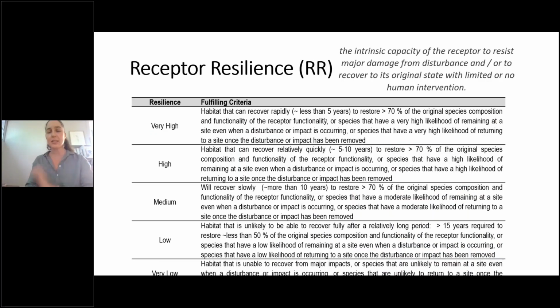Then the receptor resilience. So you're taking the impact receptor that's identified for that particular taxonomic group. So it might be the habitat of a cliff colony for a breeding bird, or it might be a specific grassland habitat, whichever it is. And you're looking at the intrinsic capacity of the receptor to resist major damage from disturbance and/or to recover its original state with limited or no human intervention. So if there's damage, how easily can that receptor recover? If there's very high resilience, it recovers quickly. If it's very low, very, very slow recovery is expected.